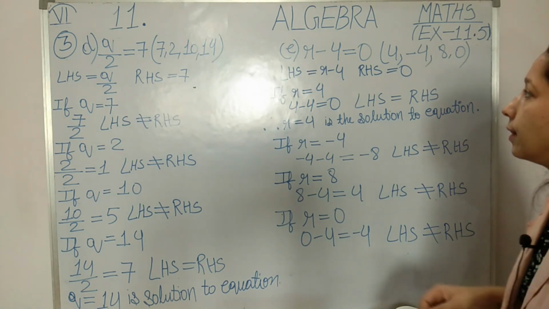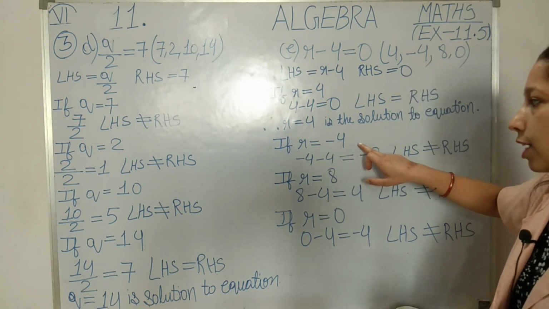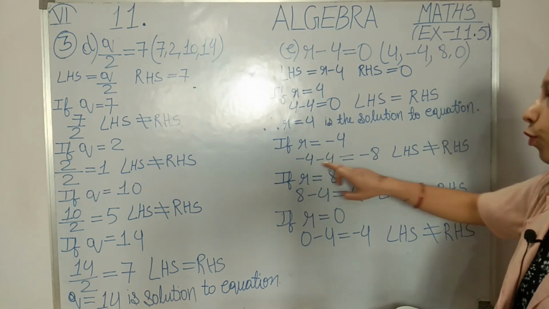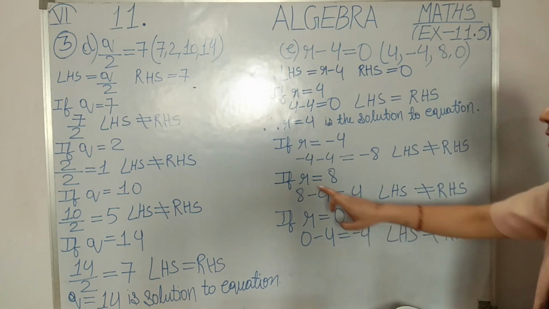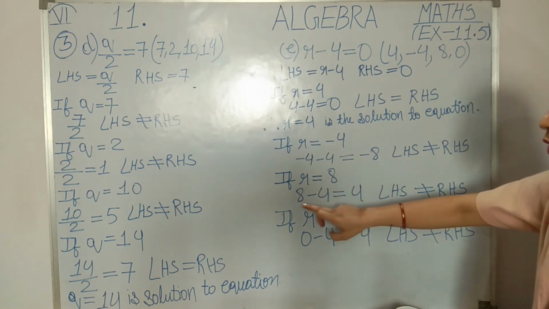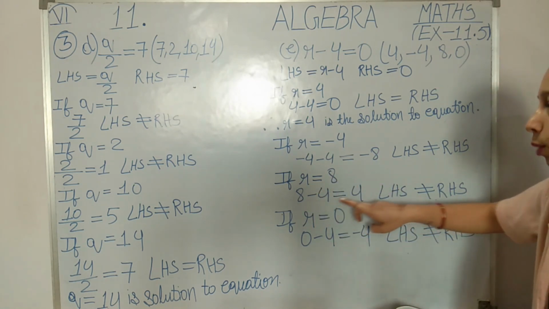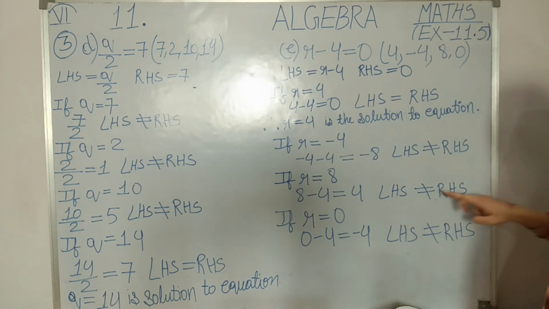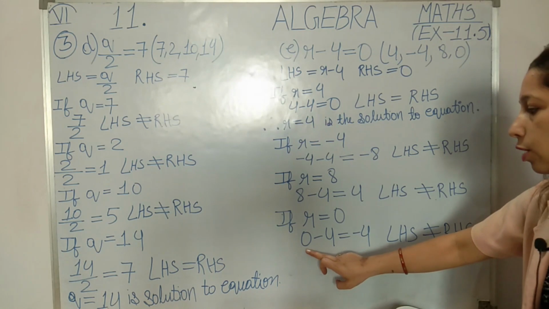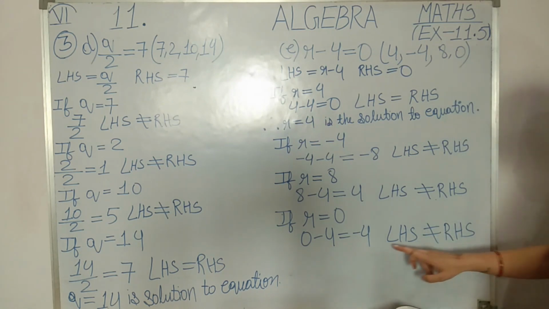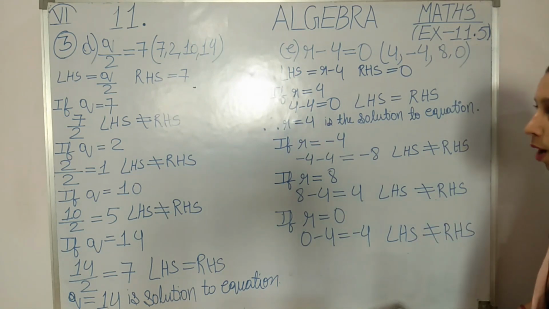Okay students. Then next value of r is minus 4. Minus minus plus. Minus 4 minus 4 will give you minus 8. Again it is not equal to RHS. If r equals 8, so in place of r we have kept 8. 8 minus 4 will give us 4, which is again not equal to RHS. Last one, if r equals 0, so 0 minus 4 will give you minus 4. Again LHS is not equal to RHS.